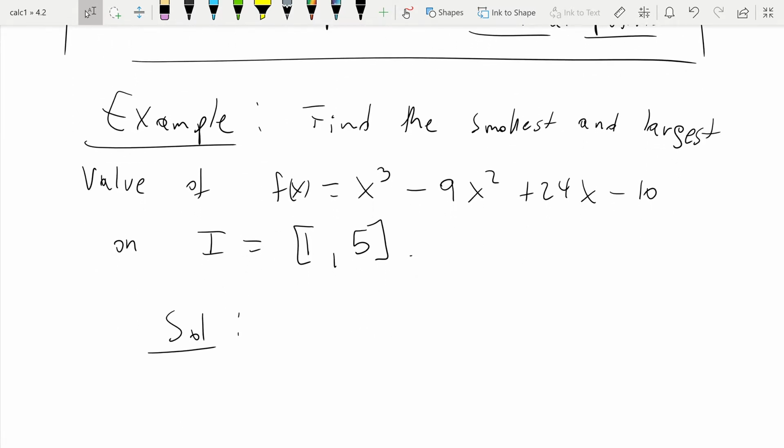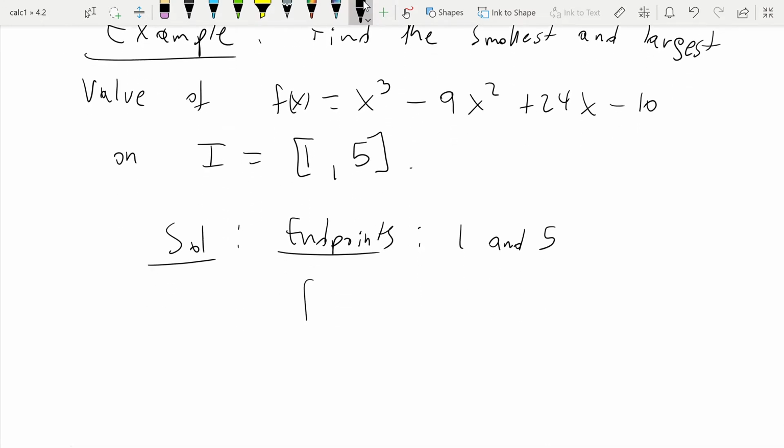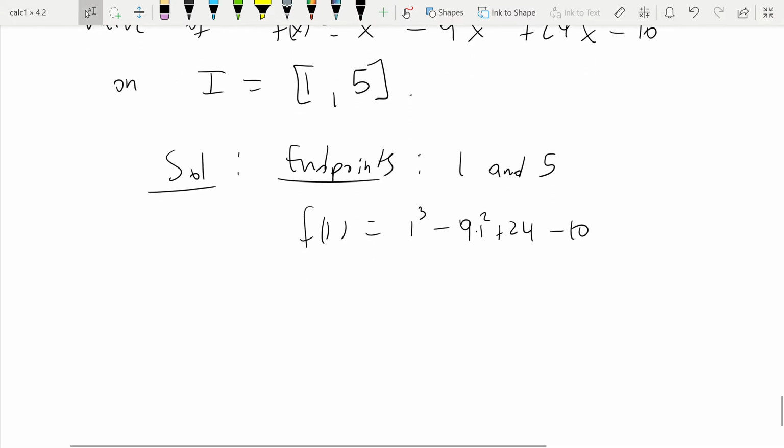The endpoints are 1 and 5. So what is f at 1? 1 cubed minus 9 times 1 squared plus 24 minus 10. So 25 minus 19, that's 6.